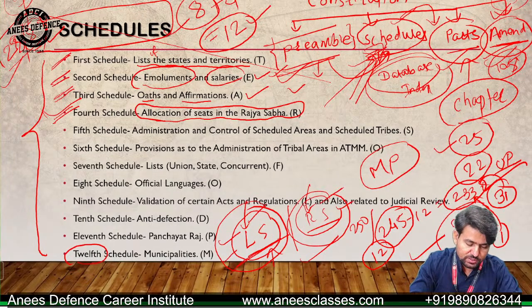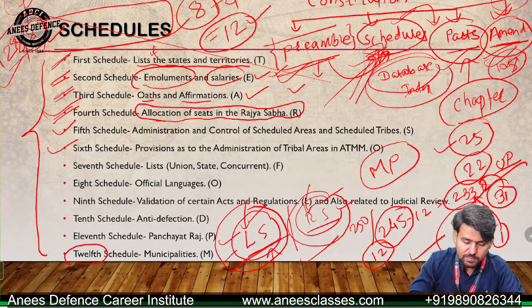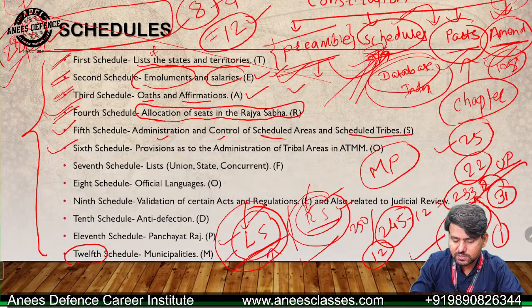Moving on to another schedule, that is schedule number 5 and schedule number 6. More or less they are comparable. See, the Fifth Schedule says about the administration and control of the scheduled areas and the scheduled tribes. See, who are scheduled areas and who are scheduled tribes?